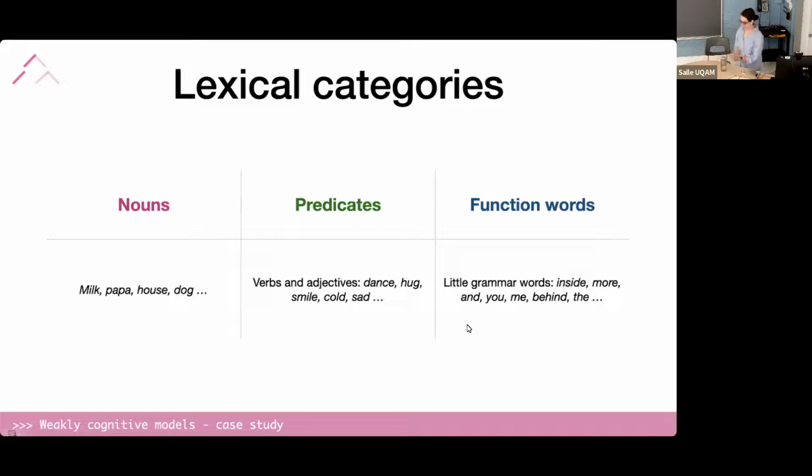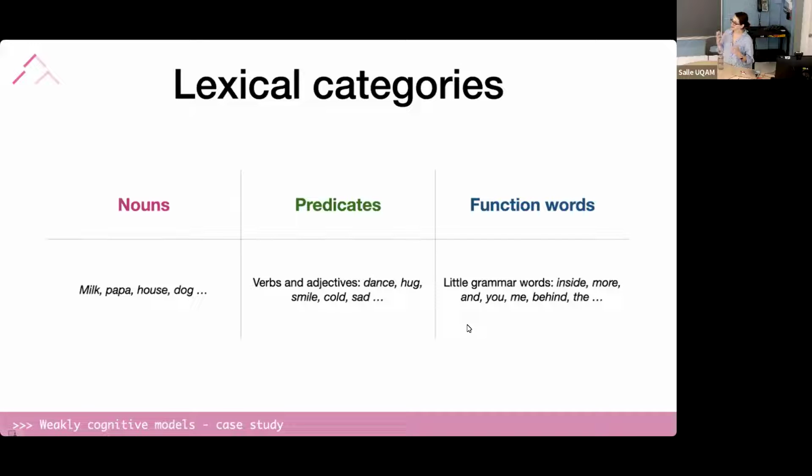Now, the final concept I want to introduce, in case some of you are not from linguistics, is the idea of lexical categories. There are different types of words, and they have different grammatical functions, and we call these different lexical categories. Nouns are words like milk, papa, house, dog. You probably all know what nouns are. When we talk about predicates, we mean verbs and adjectives, so words that can either cause a state change or describe an action of some kind.